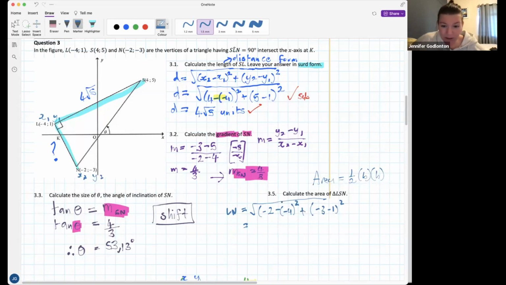if I remember correctly, I think it's 2√5. Hopefully I am remembering this right. If I'm not, let me know. If you've got a very different answer, let me know.